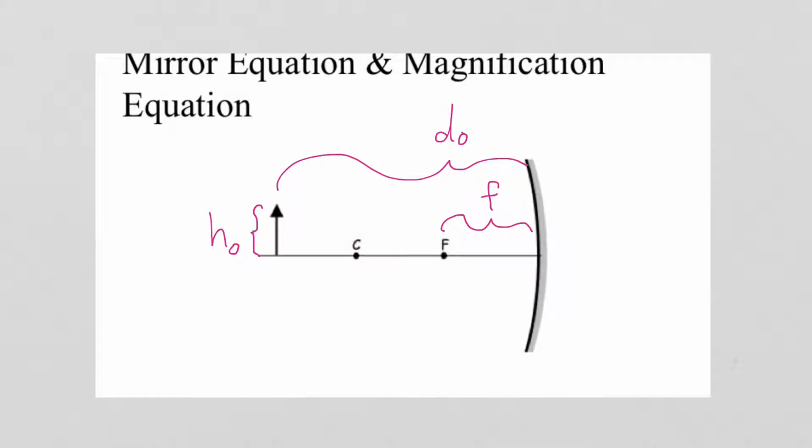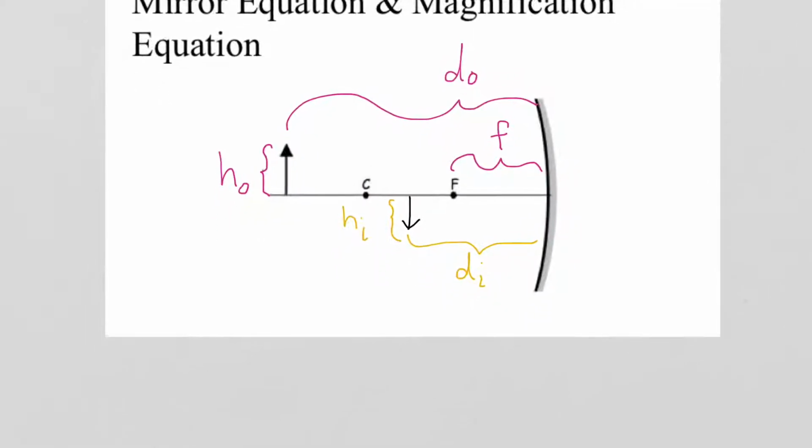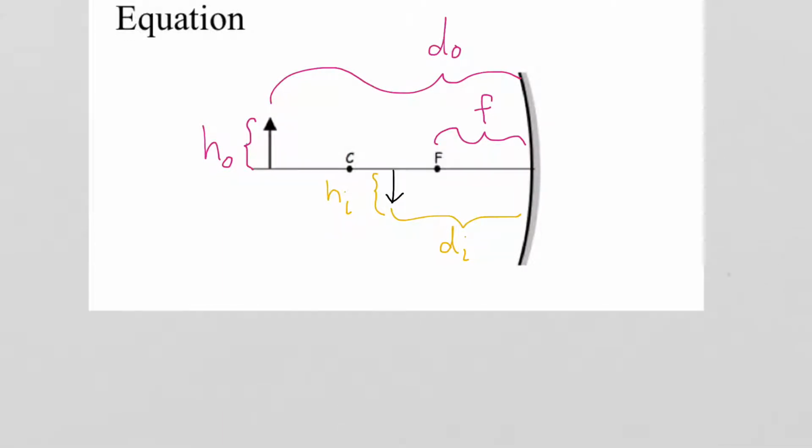Now, in order to discuss this, I'm going to draw in our image in a relative location. If I want to compare the height of my object and the distance of my object to my image, I need to have similar values for my image as well. So I can say, oh, this is the distance that my image is from the mirror, as well as the height of my image. And so using these, I can have two equations.